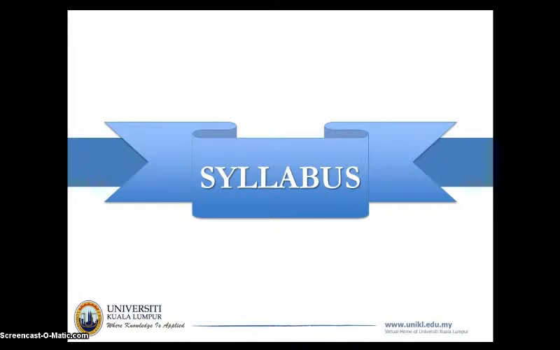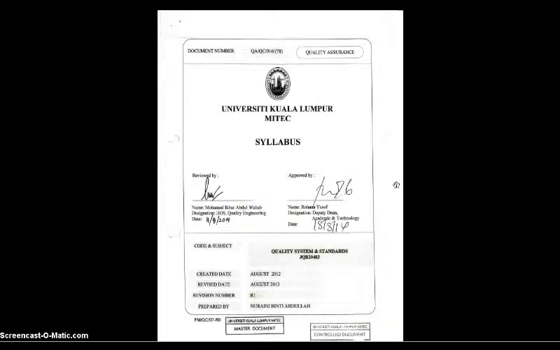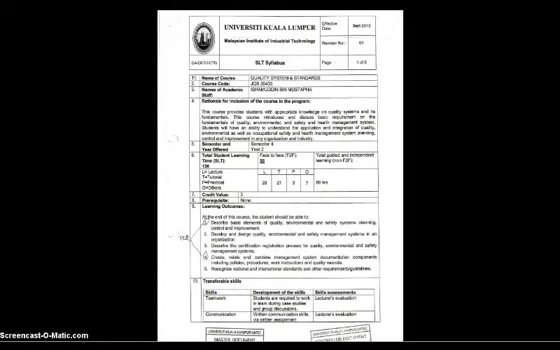Now first, let me give a brief description of our syllabus for Quality System and Standard. As you can see, this is our syllabus for the Quality System and Standards module. For this subject, there are 5 learning outcomes that need to be covered. The first learning outcome is to describe the basic elements of a quality, environmental and safety system, and the planning and control, and how to improve these systems.